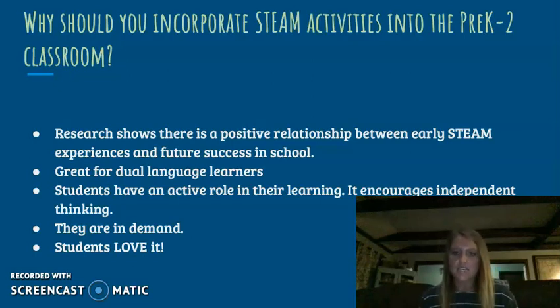There's all these benefits of teaching these STEAM skills. And it's just really awesome to see that. And your students love it at the same time. It's just a really great concept to incorporate all of these life skills into teaching your content.